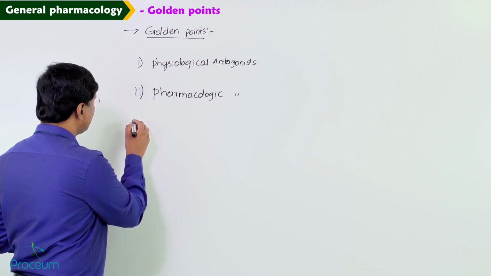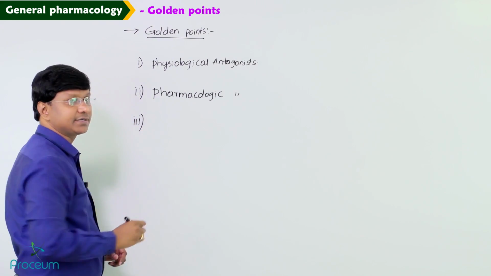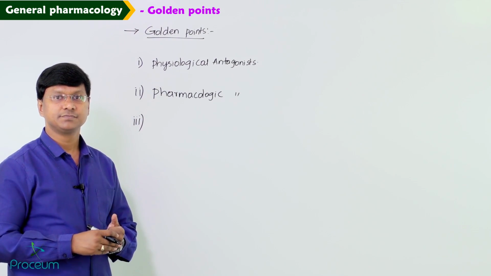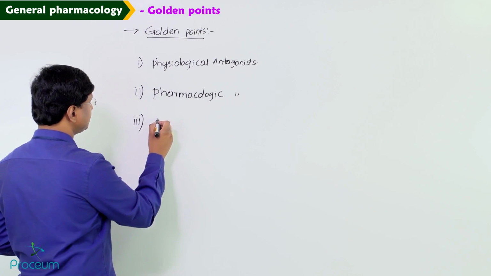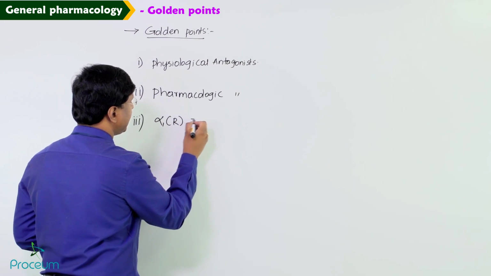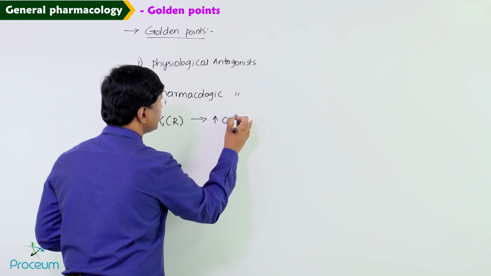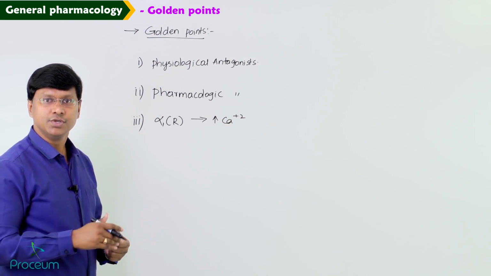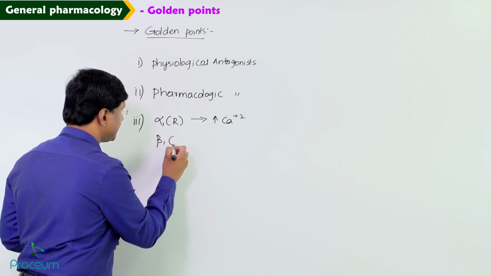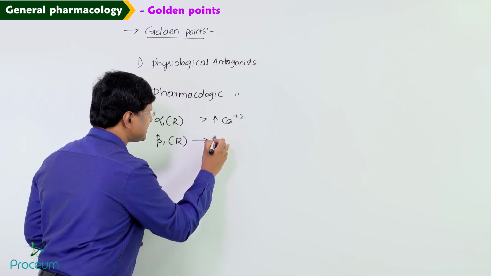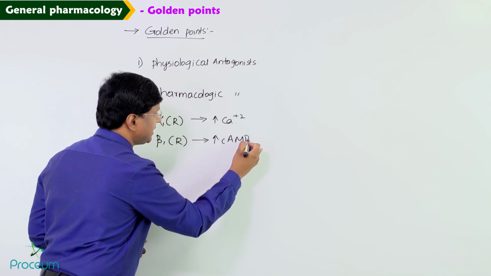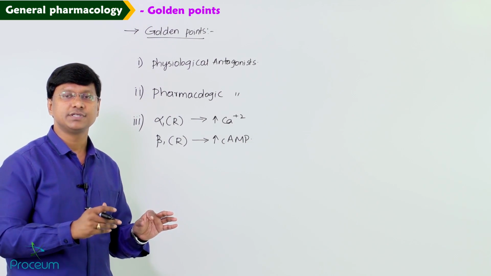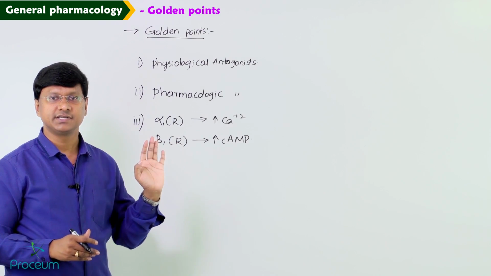Next, now the third golden point, remember here. Now you see here, we have the receptors. You take the alpha 1 receptors. Alpha 1 receptors act by increasing the calcium, right? Alpha 1 receptors act by increasing the calcium, whereas beta 1 receptors act by increasing the cyclic AMP, right? What I am trying to discuss now, at the end of the general pharmacology, is the important points in the general pharmacology.